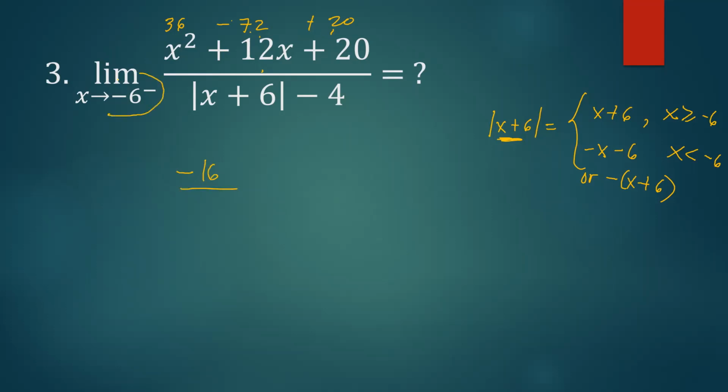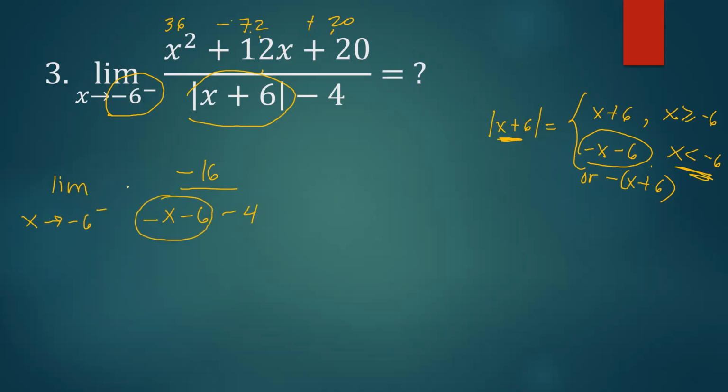Tapos kung galing tayo sa left side ni negative 6, nandito tayo sa less than part, we will choose the negative of x minus 6. So negative x minus 6 to replace this portion, minus 4. So we have limit as x approaches negative 6 from the left. Di pa tayo nag-evaluate kasi may variable pa, no? So nandun pa yung notation natin. Sa numerator, okay na tayo. So sa denominator na lang, okay? Kasi limit naman of a quotient is equal to the limit of the numerator over the limit of the denominator, provided the limit of the denominator is non-zero, di ba? From our properties of limits.